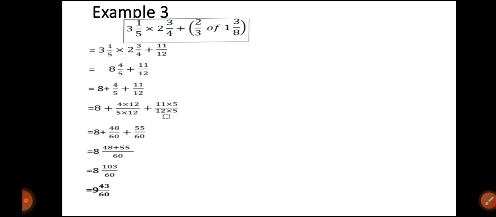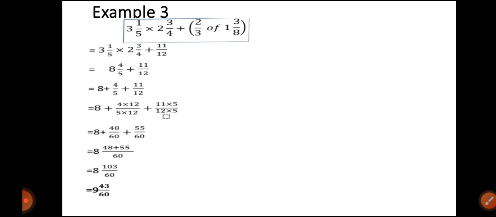First of all, the 8 is the only whole number here. We keep it aside. Then look for the LCM of 5 and 12, which is 60. Now what number can we multiply by 5 to give us 60? The number is 12. We multiply 5 by 12 and multiply 4 by 12. Coming to the right hand side, what number can we multiply by 12 to give us 60? Is 5. Multiply 12 by 5 and also multiply 11 by 5.